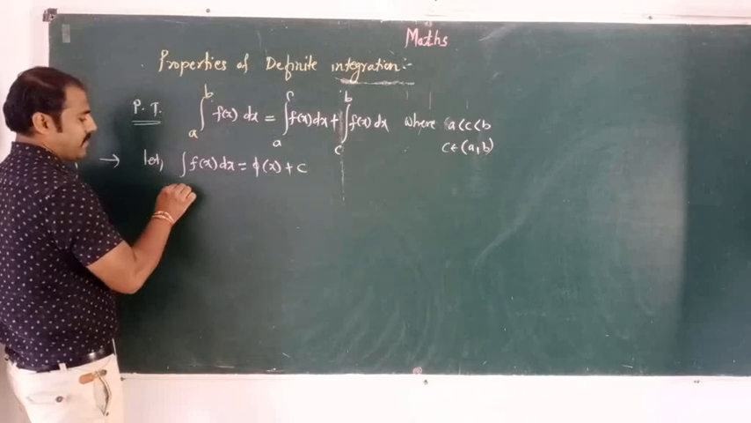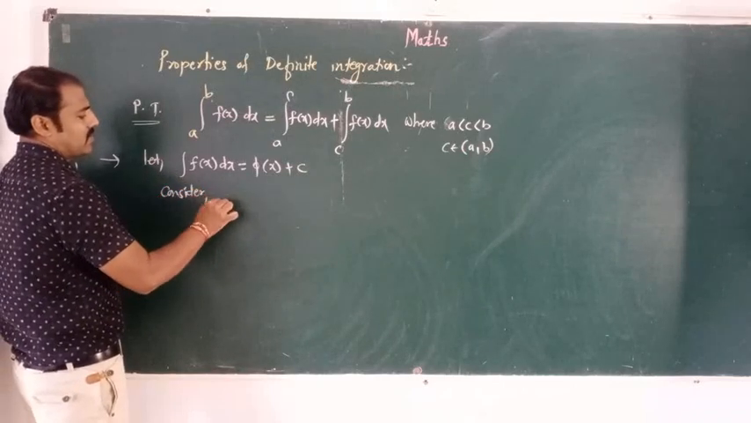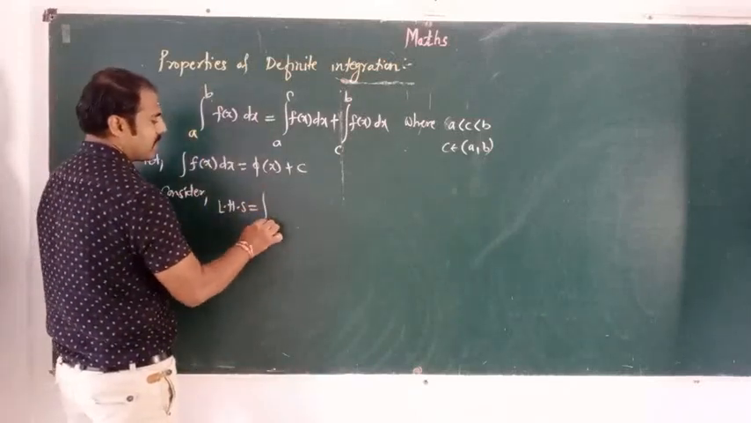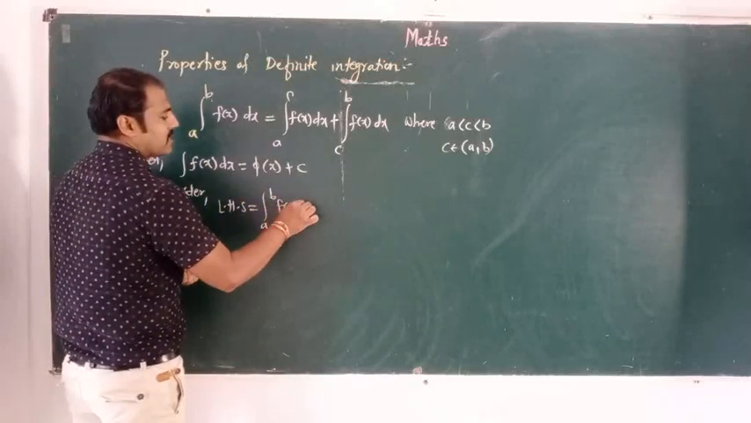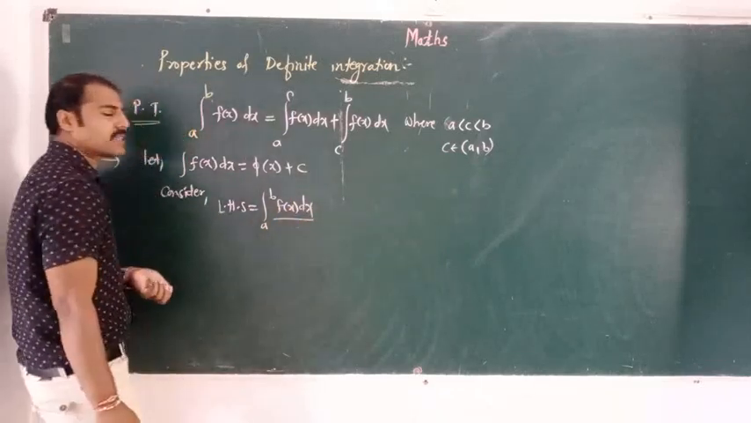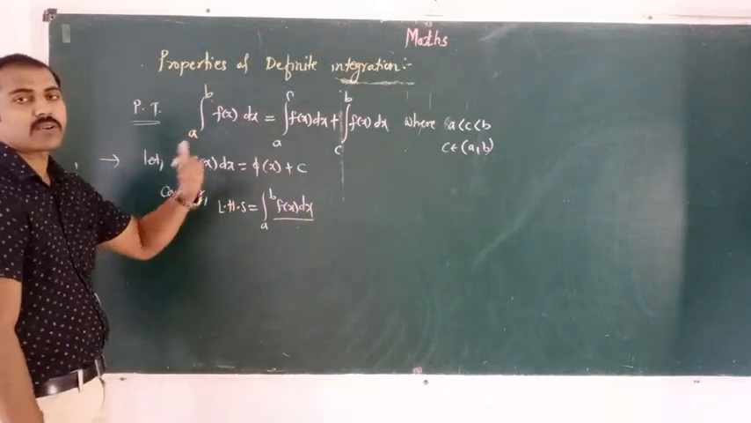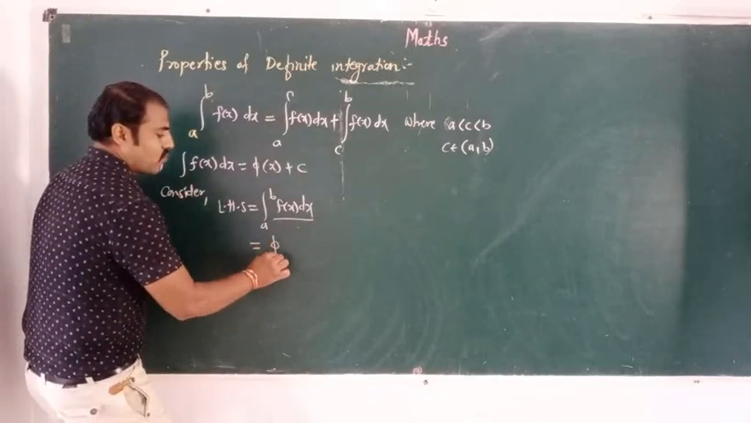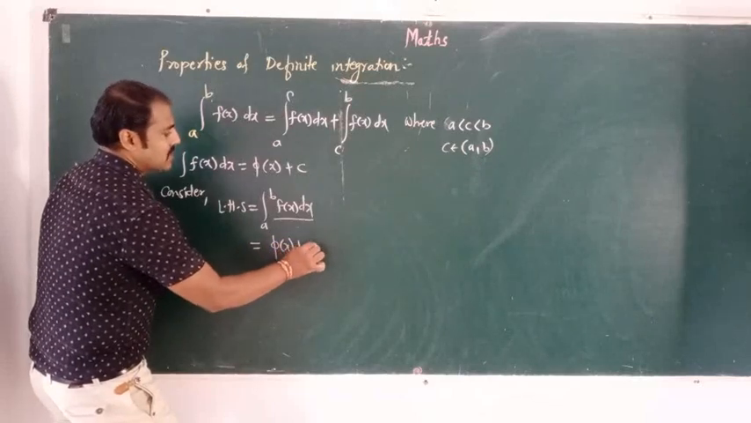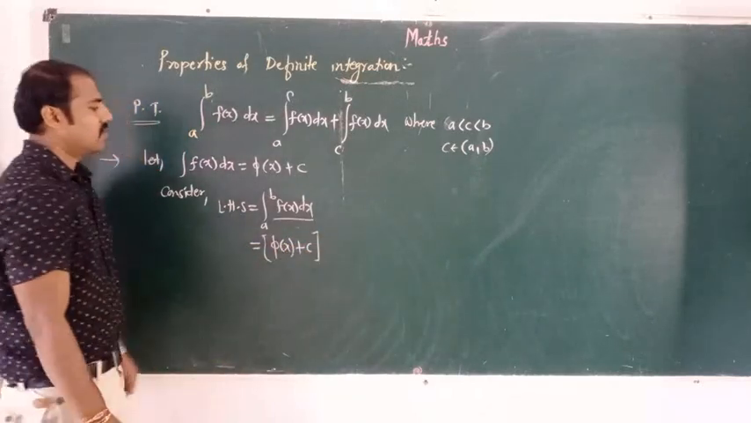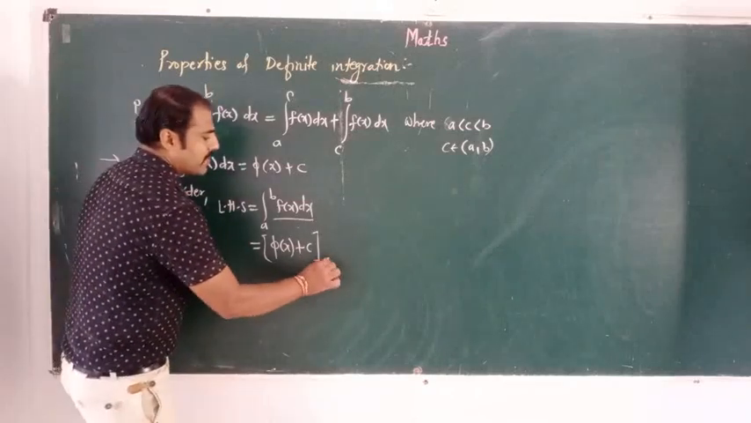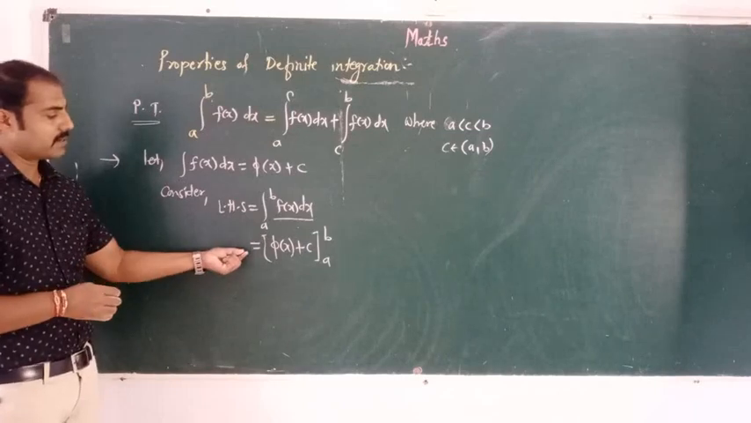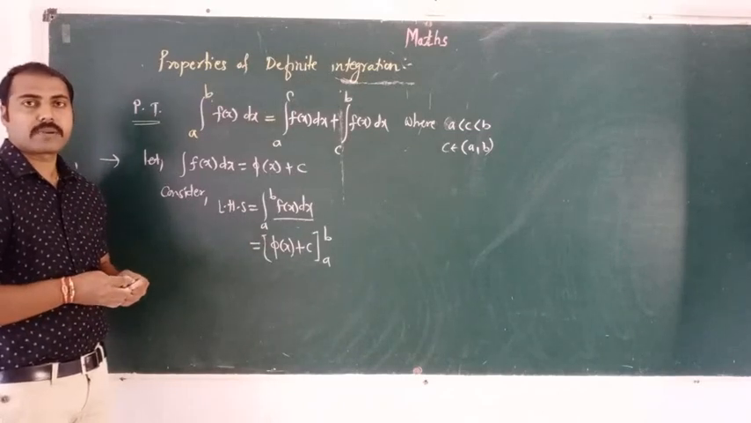Consider LHS. Here LHS is the integral from a to b of f of x dx. But the integration of f of x dx is phi of x plus c, so we take the value of the primitive from lower limit a to upper limit b. Phi of x plus c is called the primitive.